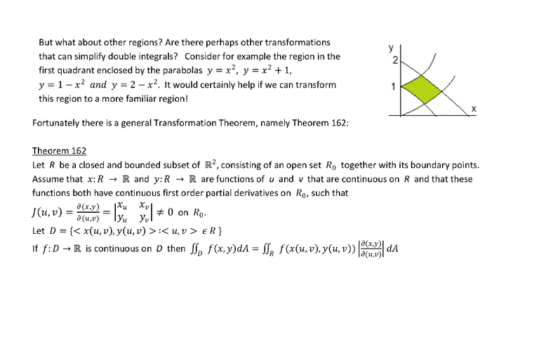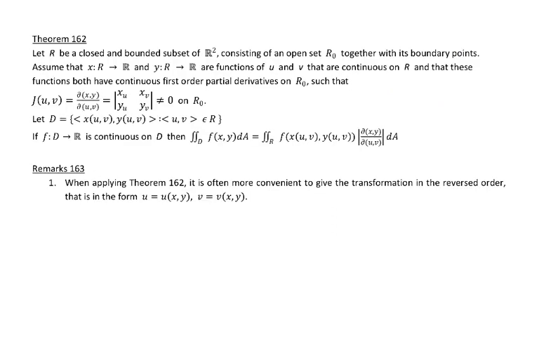The general transformation theorem then tells us that if D is the region onto which the region R is mapped, then the double integral over D of f at x, y will be equal to the double integral over R of f at x(u, v), y(u, v), times the absolute value of the Jacobian dA. Before we do an example, there are two very important remarks that we need to make.